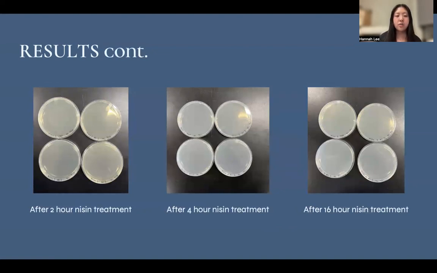On the right is the 16-hour nisin treatment, in the middle is the 4-hour nisin treatment, and on the left is the 2-hour nisin treatment. As you can see, there are no colonies on any of the agar plates, which shows that nisin can kill not only in 16 hours, not only in 4 hours, but nisin can kill in 2 hours.